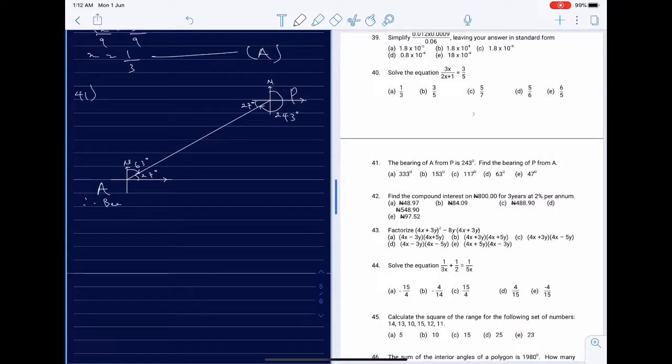So therefore, the bearing of P from A is 63 degrees. And the correct option is D. Bearing of P from A is 63 degrees.